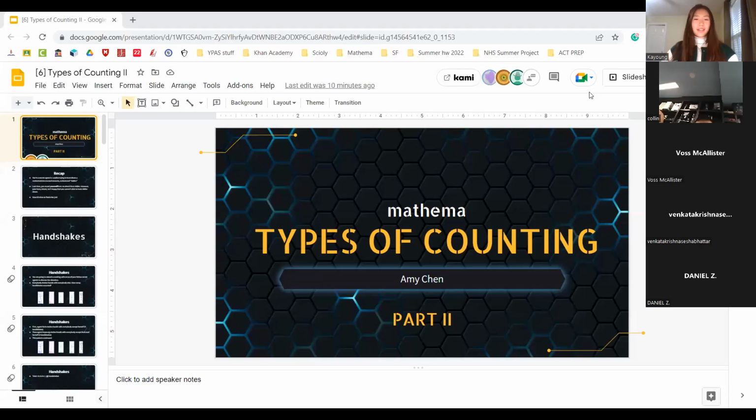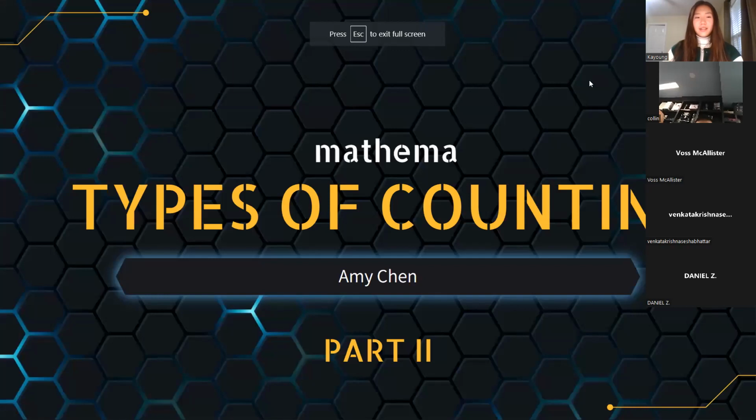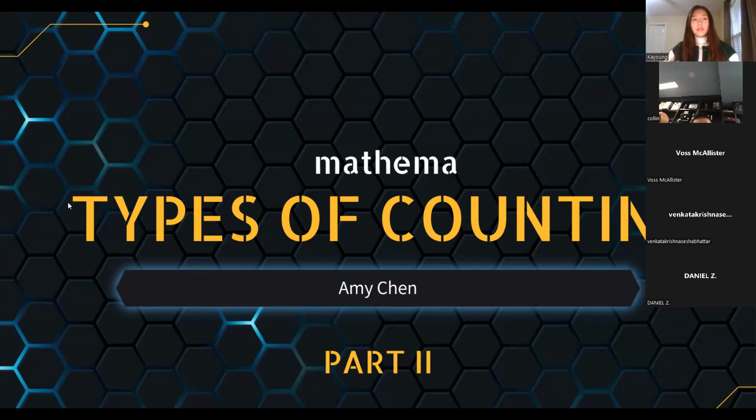Okay, so like I said, today is types of counting, but part 2. You might have learned some of this if you've been to previous Mathema sessions, but they're really helpful in competitive math, and it's just fun to do. So if you've learned this, see if you remember it. If not, it's pretty simple and fun.